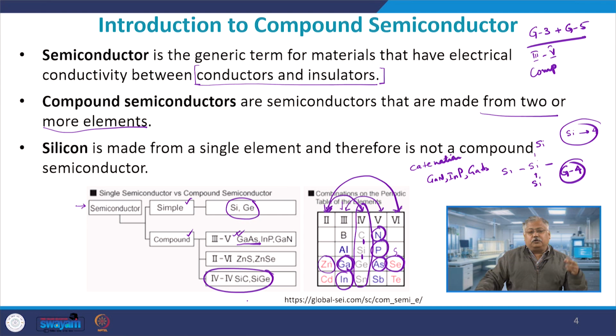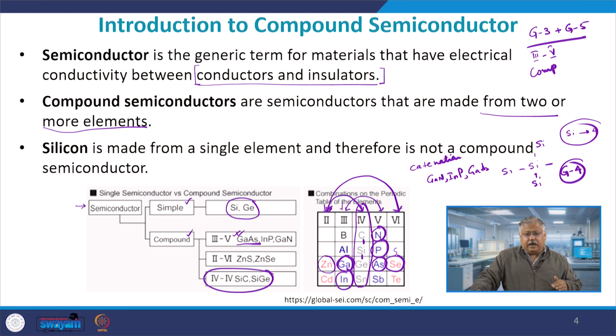So, you can have therefore 3 types of semiconductor compound which is available. One is 3, 5, which will have gallium arsenide, indium phosphide and gallium nitride. Group 2, 6, meaning column number 2 and column number 6 of the periodic table, we have zinc sulphide and zinc selenide, and then within group 4 you can also have compound semiconductors, for example, silicon carbide and silicon germanium.